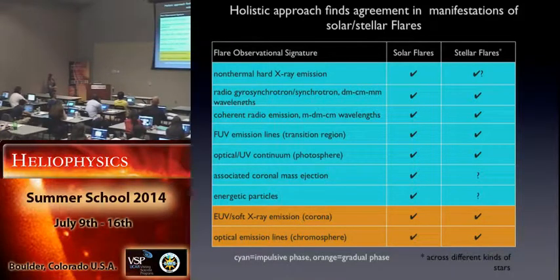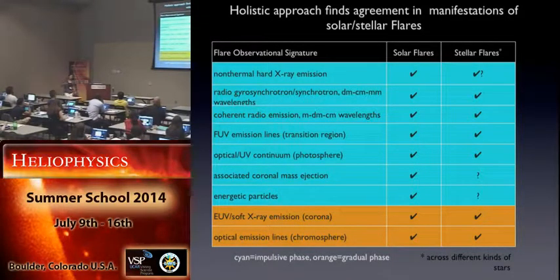In the photosphere, the visible surface of the star, we also see evidence for solar flares. This originates in the optical and UV. Coronal mass ejections. We do not have any confirmed observations of stellar coronal mass ejections.